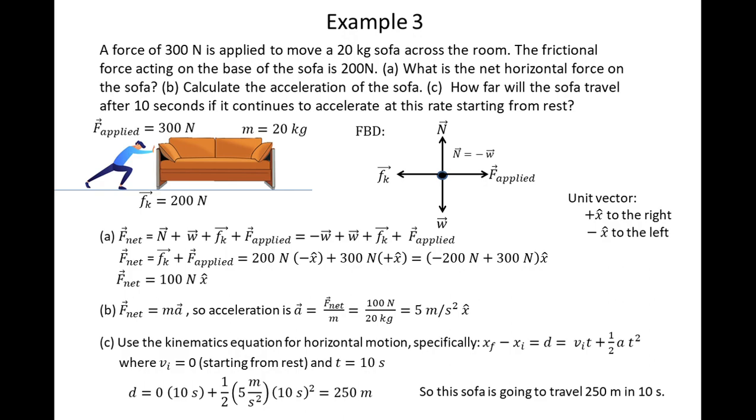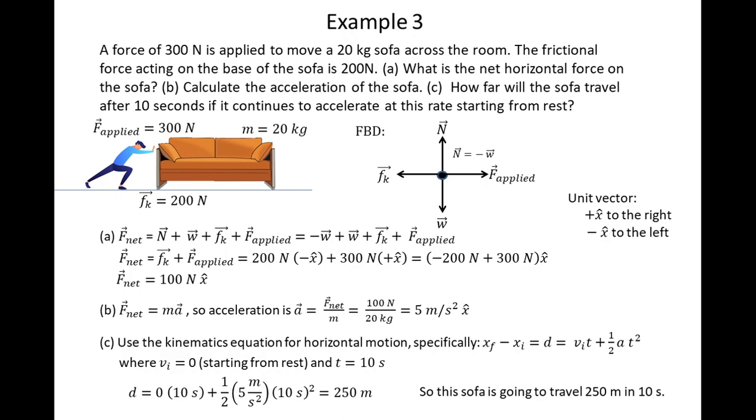For letter A, towards the right, we have the 300 newtons pushing the sofa. Towards the left, we have a frictional force that is dragging it. So given that the push is greater than the frictional force, we already know that the direction of the net force is the same as the direction of the push, which is towards the right.